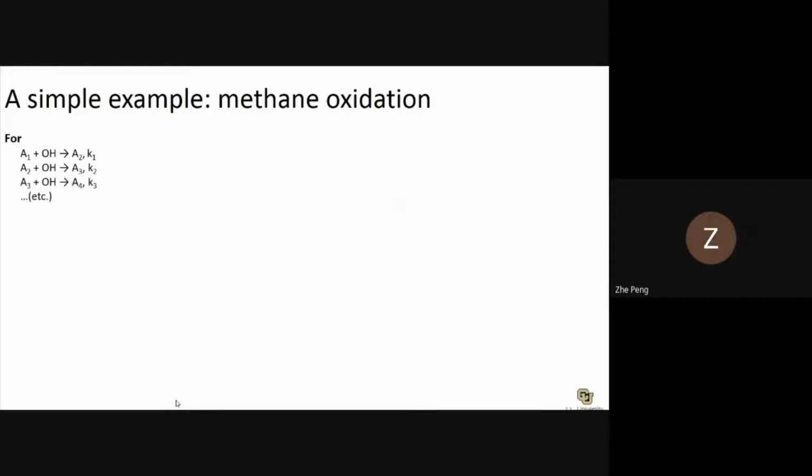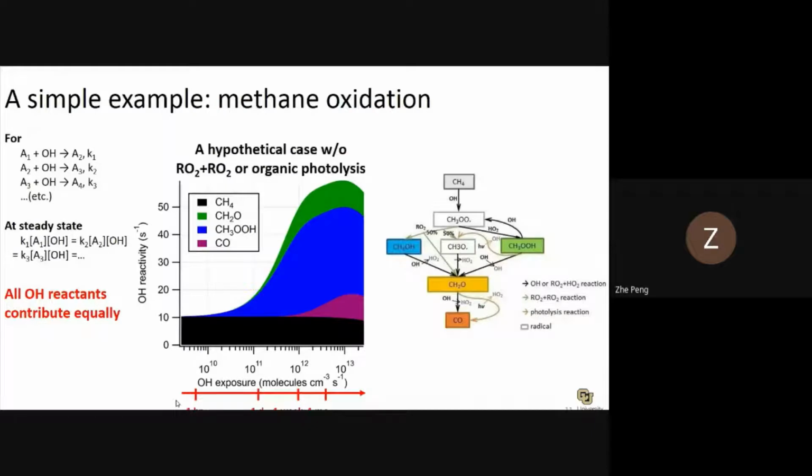Now let's look at the results. I'll start with the simplest case, a simple oxidation chain. For such a simple chain, at steady state, the reactive fluxes of all reactants are equal. Then all OH reactants contribute equally to the total OH reactivity. We can apply this ideal case to a hypothetical case of methane oxidation without R2 plus R2 or organic photolysis. If we remove these reactions, methane oxidation does look like a simple chain.